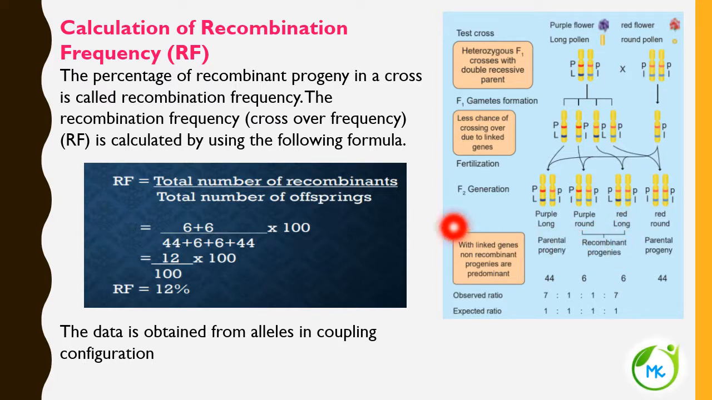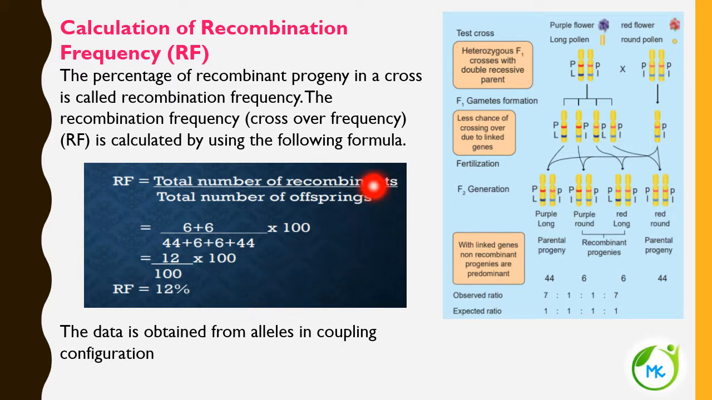So total number of recombinants. What is the total number of recombinants here? It is 6 plus 6, divided by total number of offspring, which is nothing but 44 plus 6 plus 6 plus 44, which is nothing but 100. So 12 divided by 100 into 100 is equal to 12%. So we have calculated the recombination frequency for this cross as 12%.